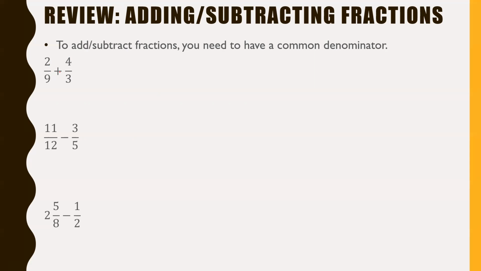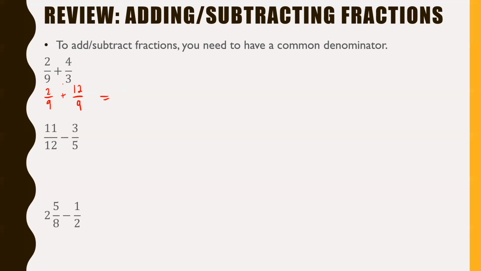We have 2/9 plus 4/3. They don't have the same denominator right now, but I can change 4/3 to being something over 9 by multiplying the top and the bottom by 3. So 2/9 plus, if I multiply 4/3 on the top and the bottom by 3, that gives me 12/9. The reason I chose multiplying by 3 was because I knew 3 times 3 would be equal to 9.